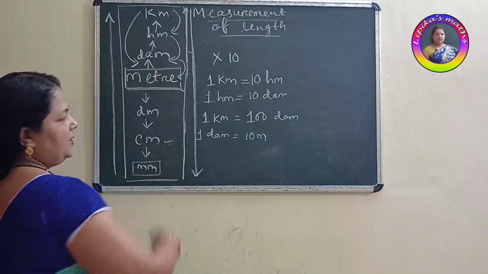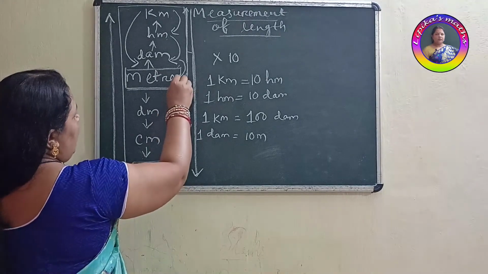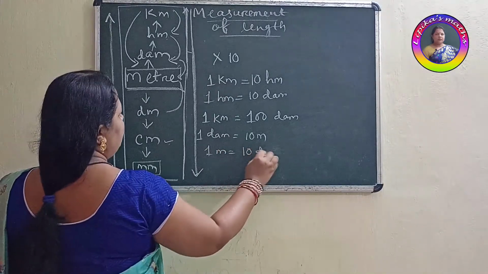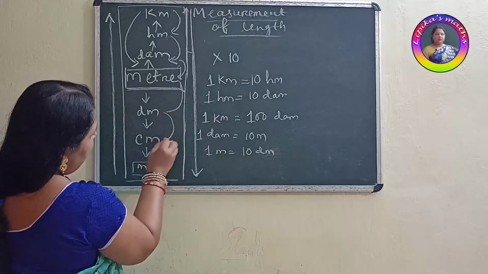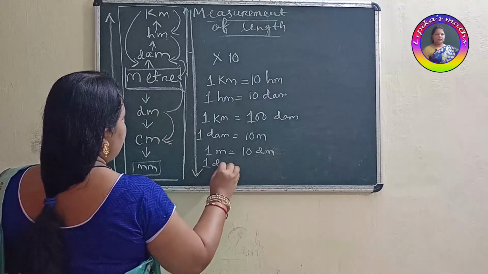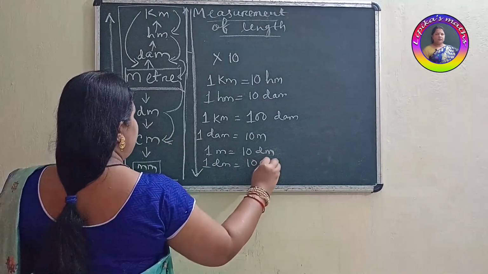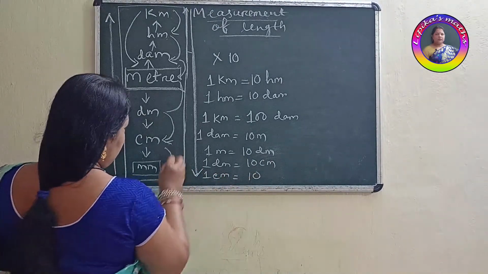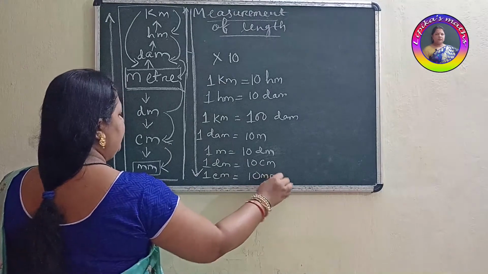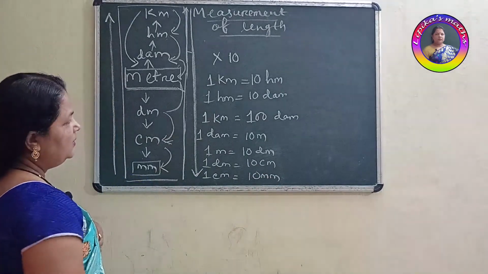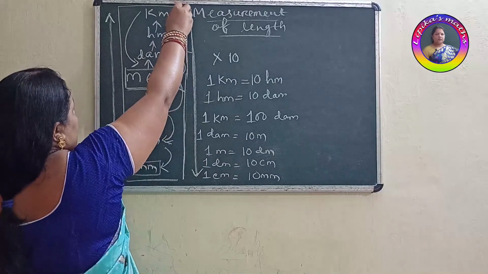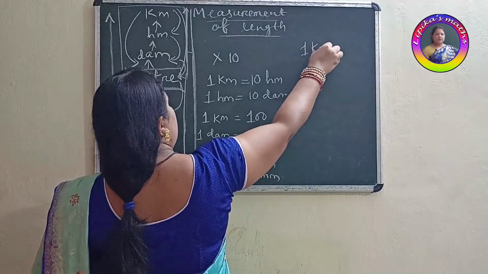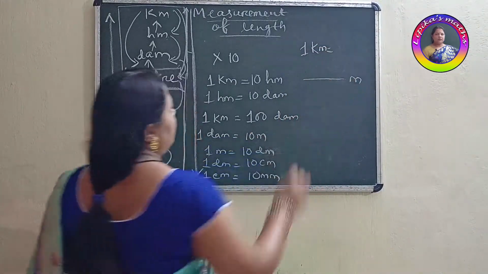We are coming down one step, right? Then 1 meter to decimeter, that is 10 dm. 1 dm to cm means 1 decimeter equal to 10 centimeter, and 1 centimeter equal to how much? 10 millimeter per step. Clear? So if I change kilometer to meter, 1 kilometer equal to dash meter.